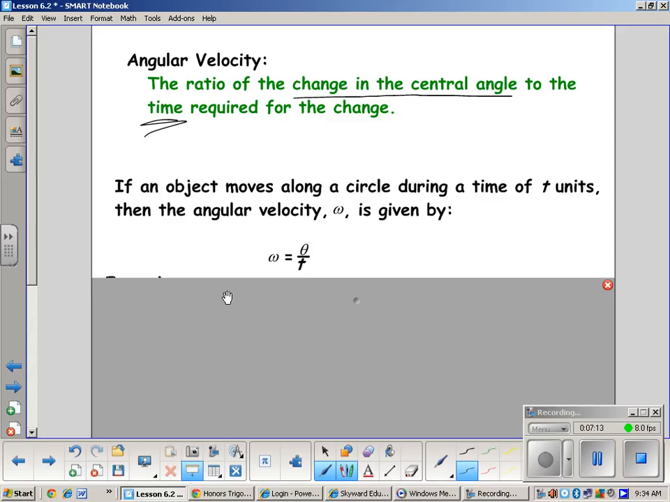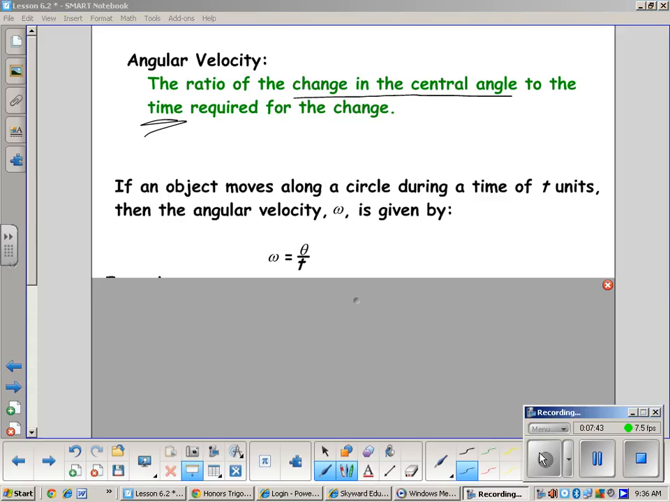If an object moves along a circle during a time of t units, then the angular velocity, I think that's omega, I'll double check in a second, omega is given by the formula omega equals theta over t. And theta is that angular displacement, the angle of rotation. Okay? Pause while you copy.